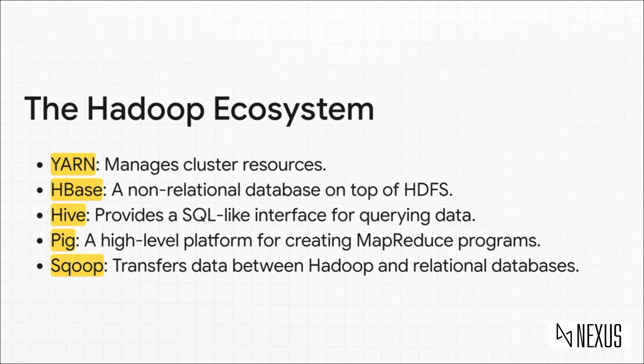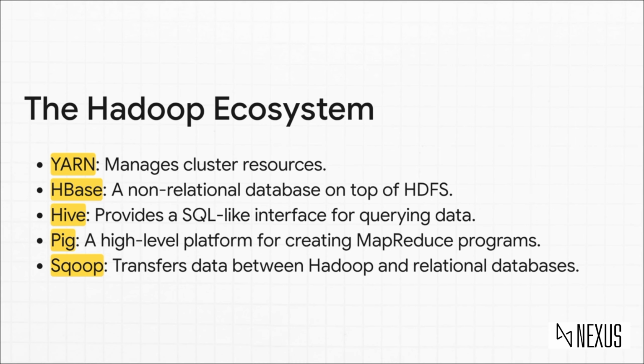So that's where tools like Pig and Hive came in. Pig gave you a simpler scripting language, but Hive was a total game changer. It let anyone who knew SQL query petabytes of data without writing a single line of Java code. Then there was YARN, which became the new brain for managing cluster resources way more flexibly than the original MapReduce could. And for getting real-time random access to data, something HDFS is terrible at, HBase was built on top of it, acting like a giant, non-relational database.